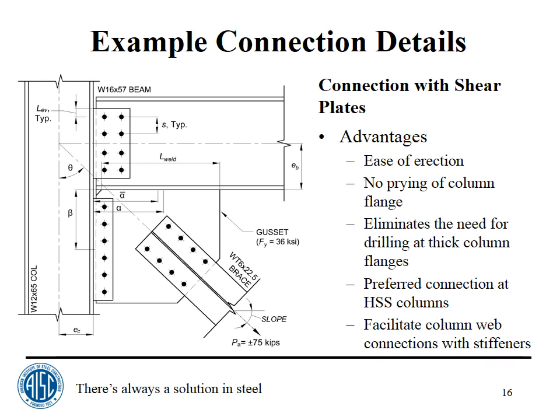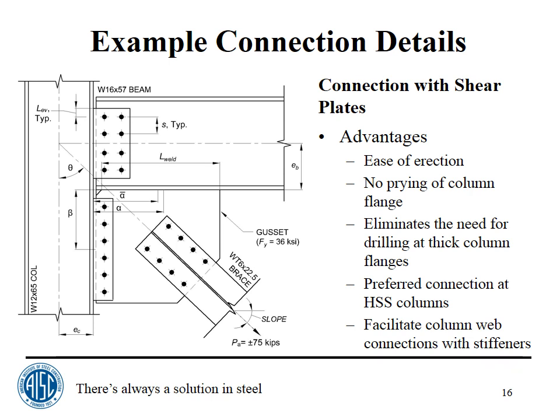One great thing about it, in addition to the ease of erection, is that it eliminates the need for drilling at thick column flanges. And you saw some slides last week and the week before where this idea was used on a large boiler house job where we avoided drilling, say, 3 and 4 inch flanges by using this type of detail. It's a preferred connection at HSS columns.